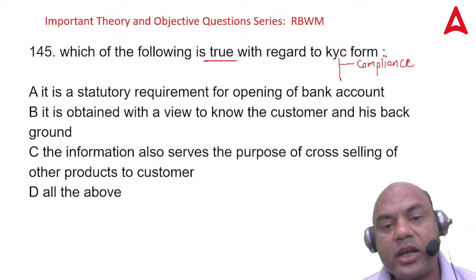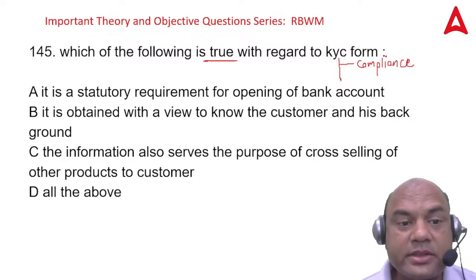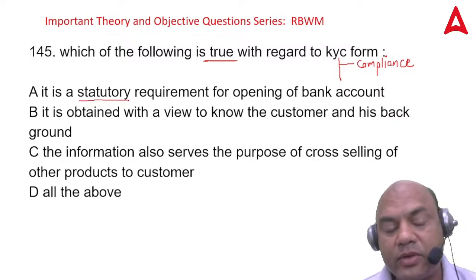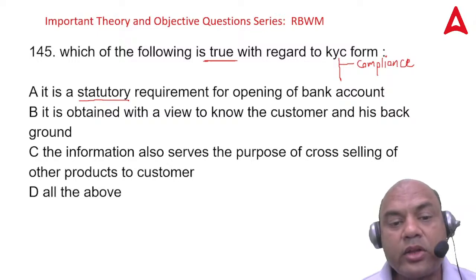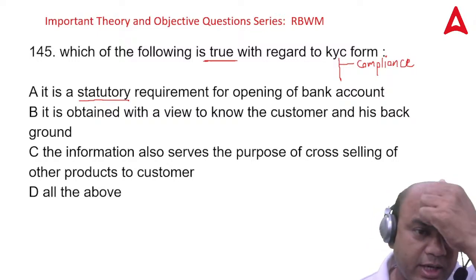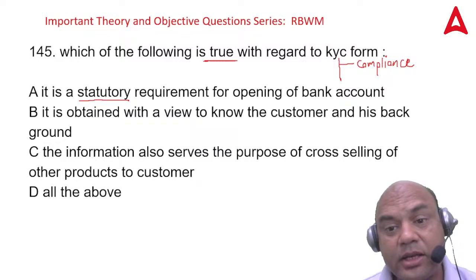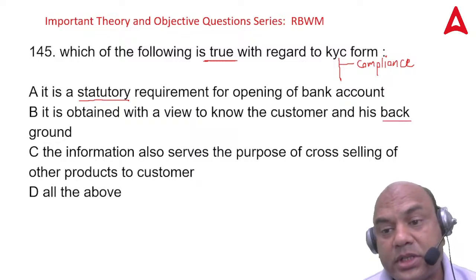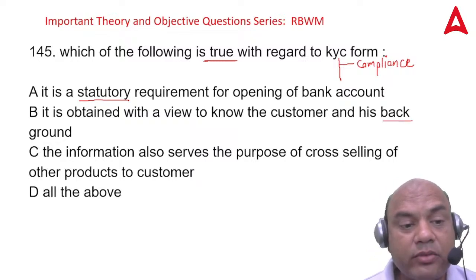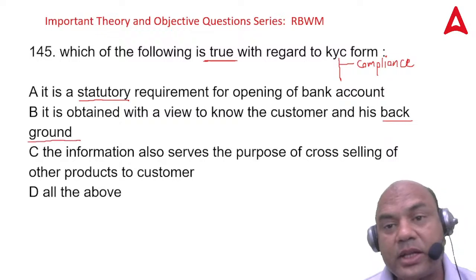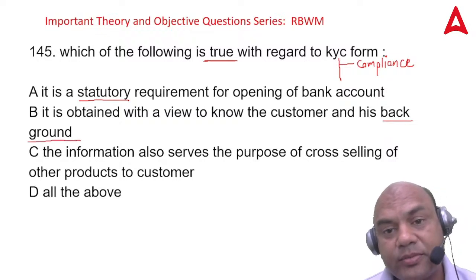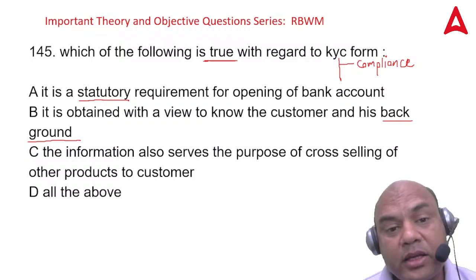It is statutory requirement for opening of the bank account. So right, statutory means what? Compulsory requirement. It is obtained with a view to know the customer and its background. So again, this is the compliance part. Background means we have to check what that customer has done, whether this customer is a terrorist, whether this customer is a fraud person. So that is again the compliance part.